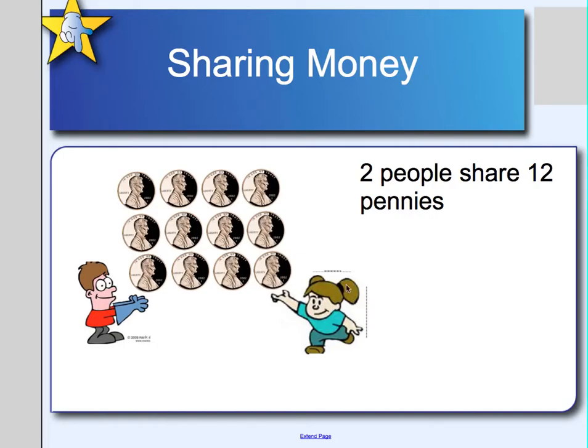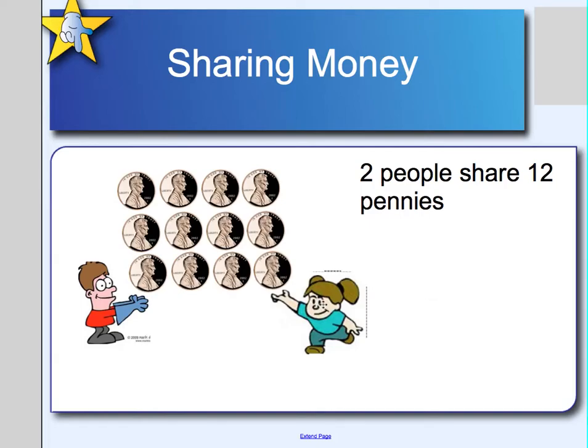So you can see here, we'll go back to this problem. Right now I've got a total of 12 pennies. So 1, 2, 3, 4, 5, 6, 7, 8, 9, 10, 11, 12. And then I have two people. So I'm trying to figure out if I was to divide these pennies equally between these two people, how many pennies would each person get?